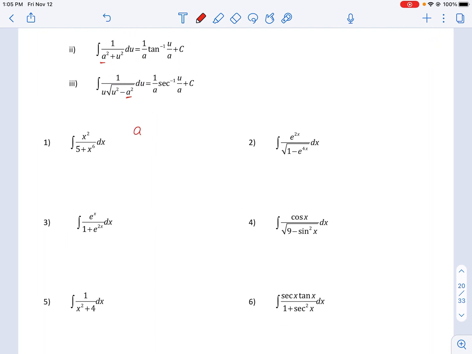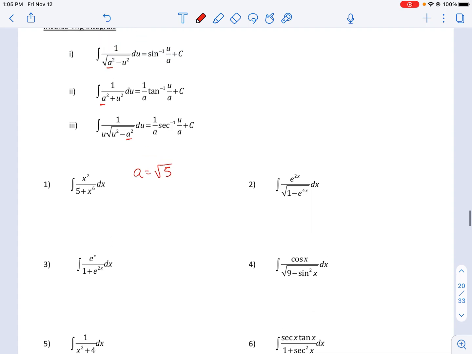notice your a is the square root of 5 because it's a squared, and your u in this case is x cubed. And anytime we do antiderivatives, after we pick out your u, don't forget to put your du down. So your du in this case is 3x squared dx. That's why that extra x squared is up on the top. So if you want to do the rewrite, if that helps you, that's fine.